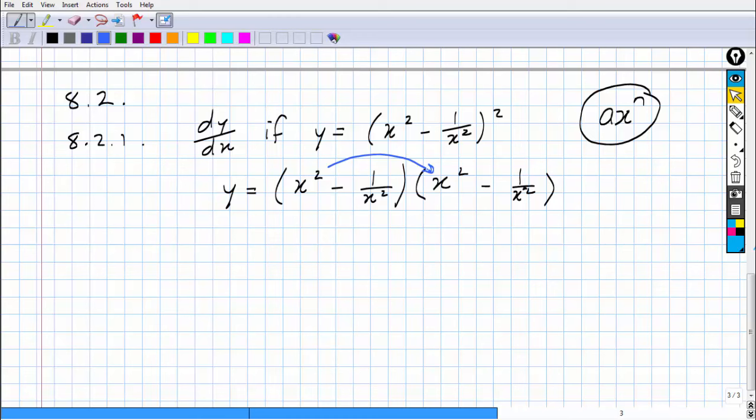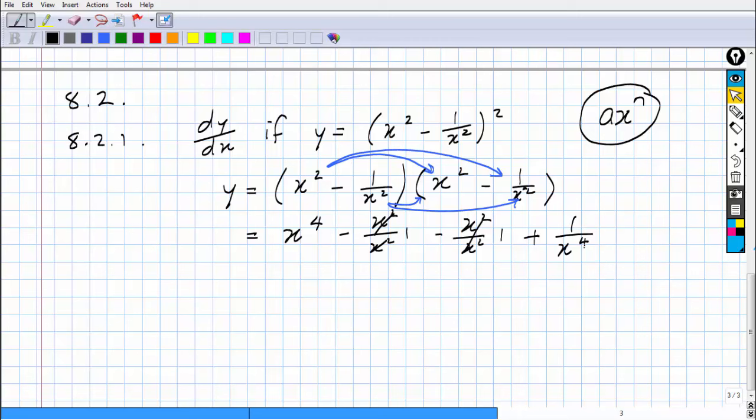Take that one times that one, and what do we get? Well, we get x to the power of 4. We take that one times that one, and that works out quite nicely because it's minus x squared over x squared, so that just goes to 1. We take this one times that one, and it's the same thing. It's just minus x squared over x squared, which cancel out and becomes 1. And then we've got this one times that one, which is negative times negative is a positive, 1 over x to the power of 4.